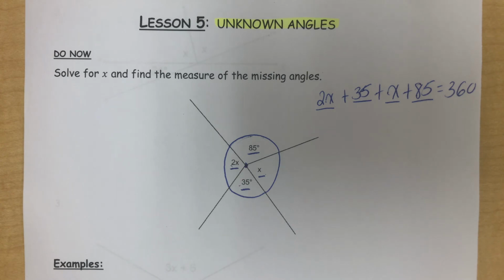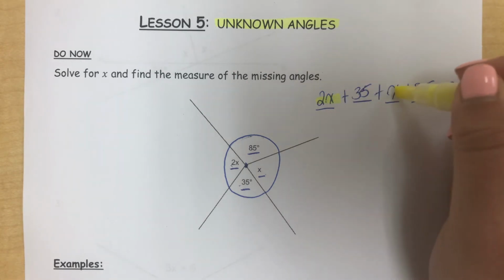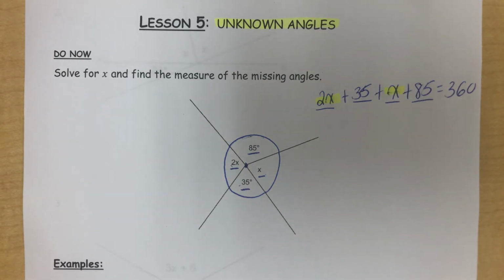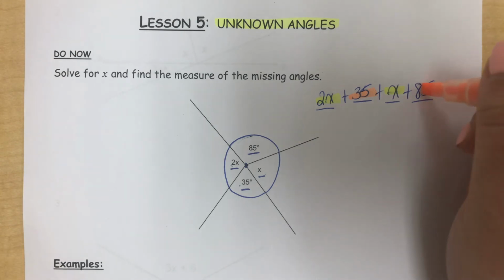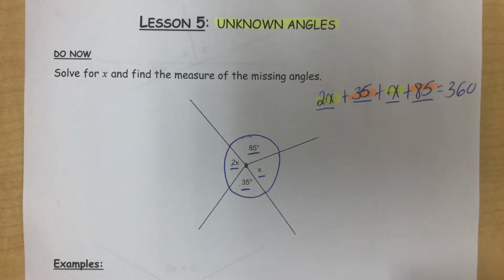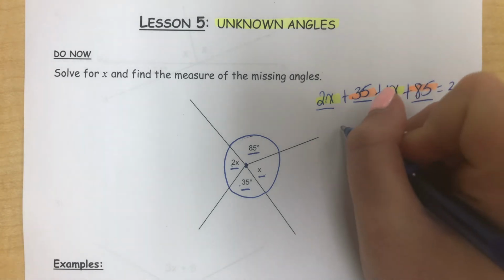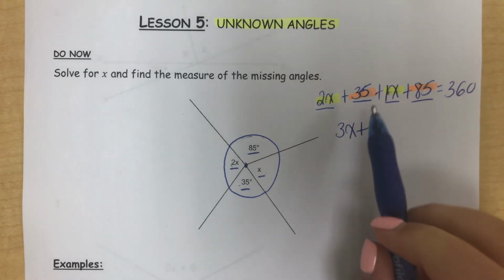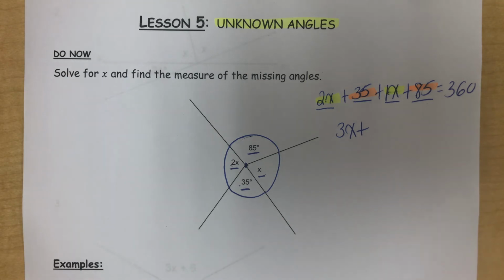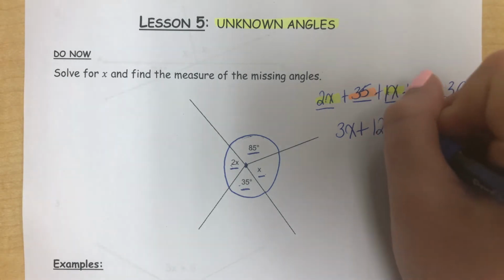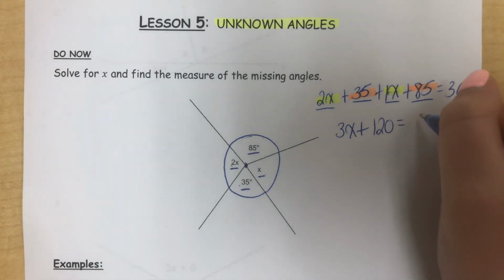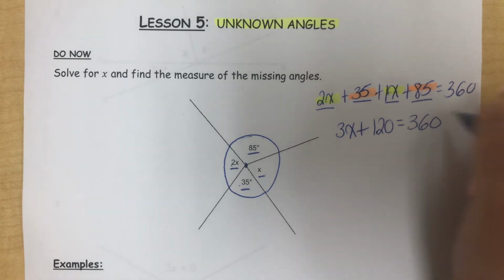So now I'm gonna go ahead and combine my like terms. I know that 2x and x are like terms, and I also know that 35 and 85 are like terms. So 2x plus, really that's a 1x, gets me a 3x. 35 plus 85 gets me 120. And again, that's gonna equal 360 degrees.